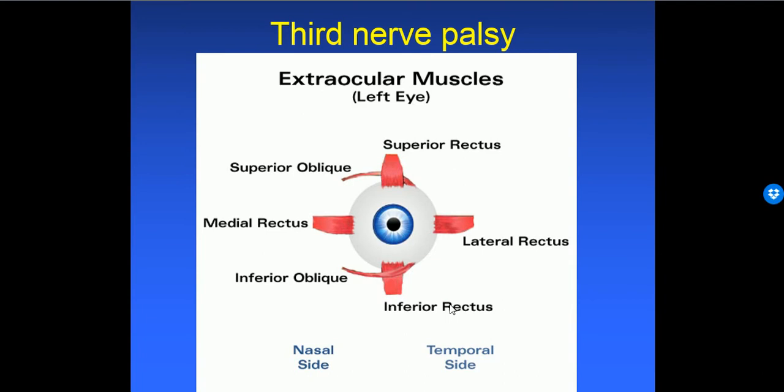So what about a 3rd nerve palsy? In the case of a 3rd nerve palsy, basically all the muscles are being affected except 2, the lateral rectus and the superior oblique. So let's pretend that none of the muscles are acting except for the lateral rectus and the superior oblique. What would we expect to happen to the eye?